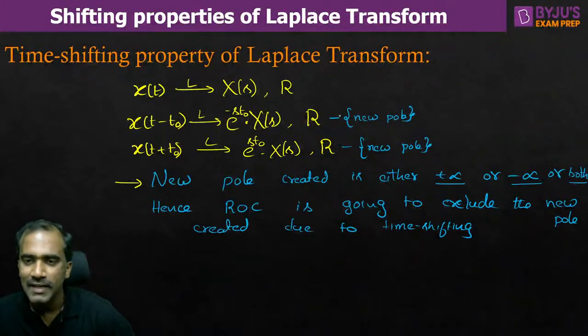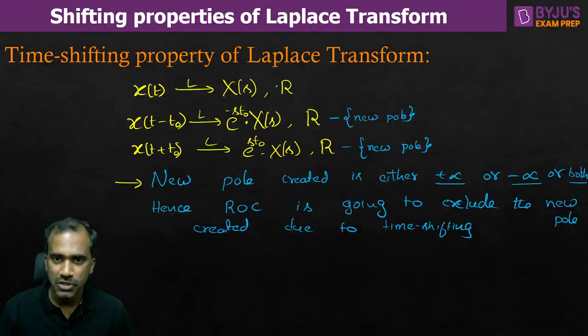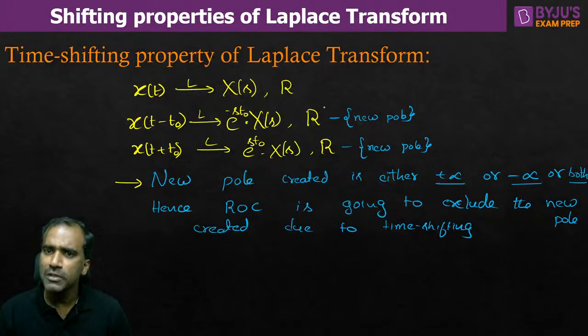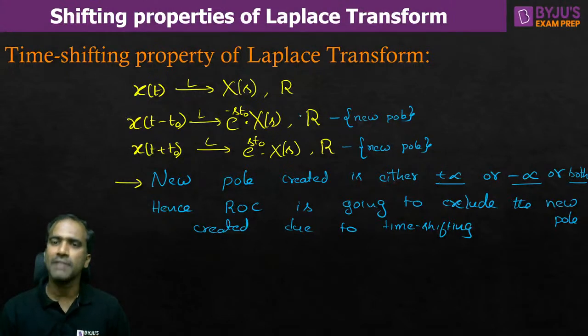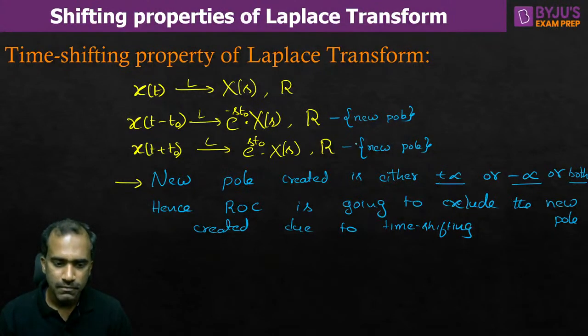So I can write it in a simplistic manner in this way. The original ROC, because of time shifting, whatever is the new pole created, remove that from the ROC. If it is part of the ROC, remove that from the ROC. If it is not part of the ROC, you can't remove it anyway. Okay, I hope it is clear.